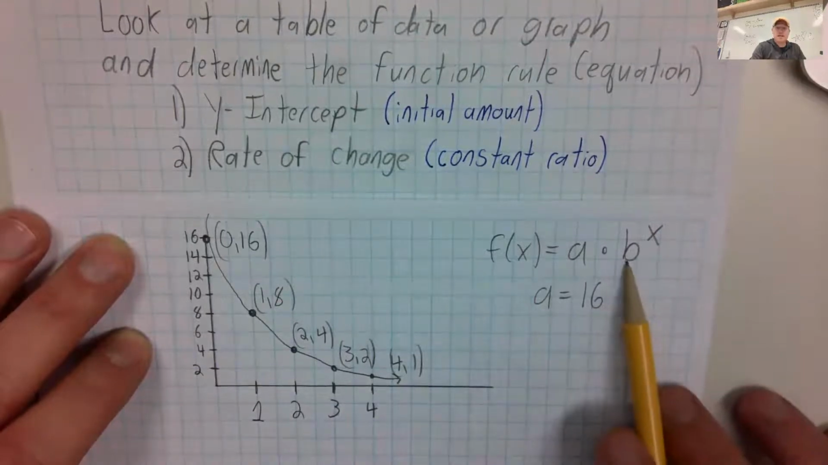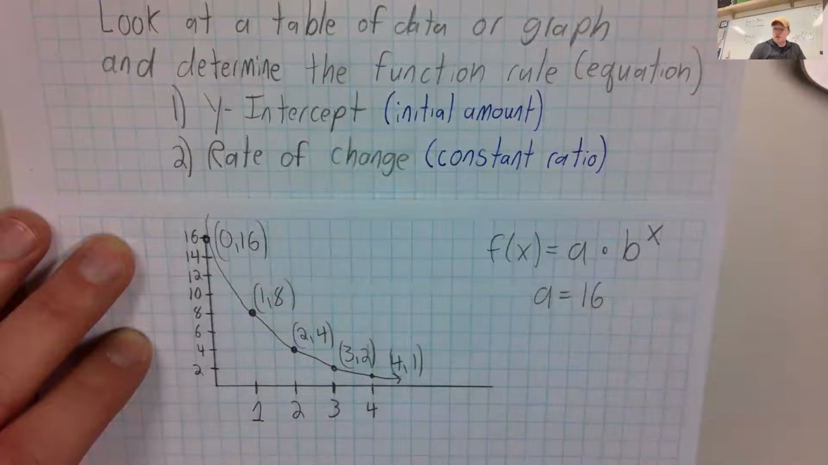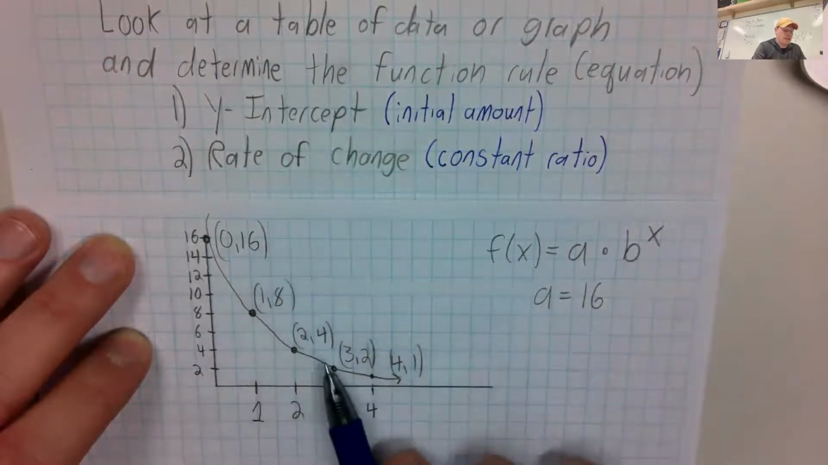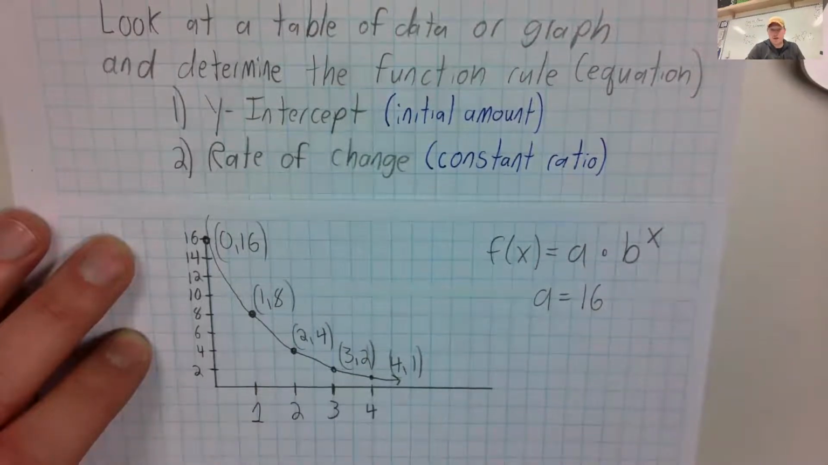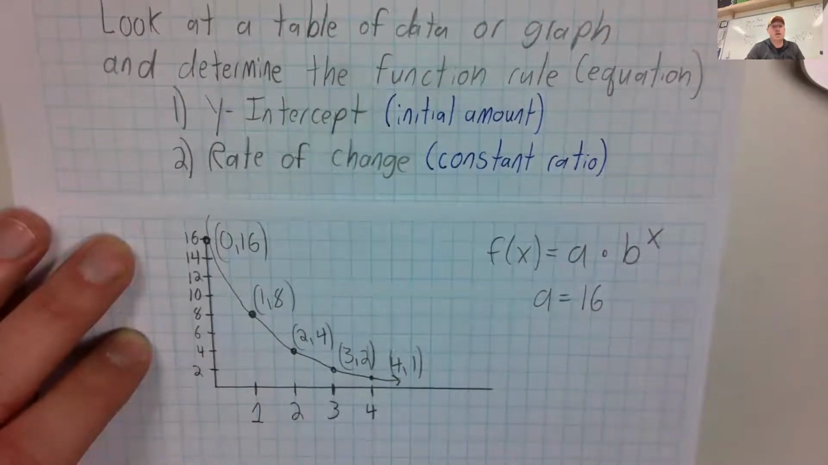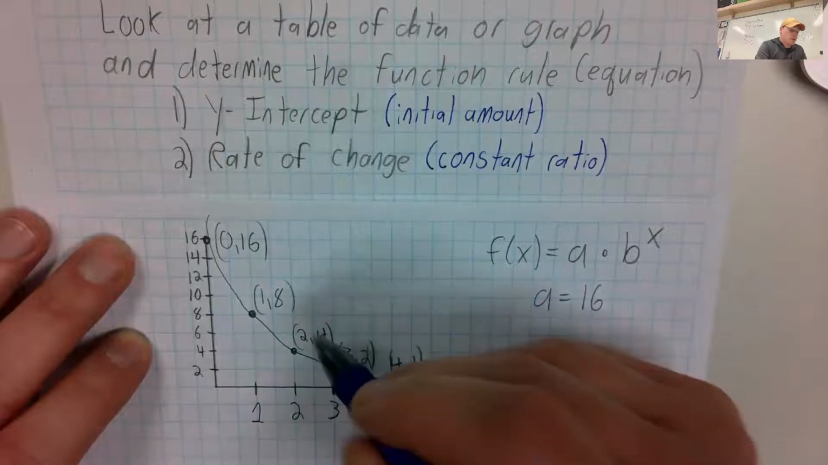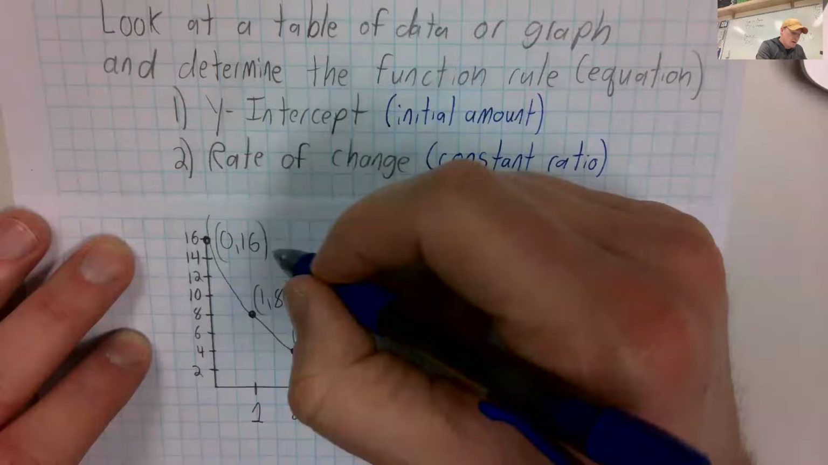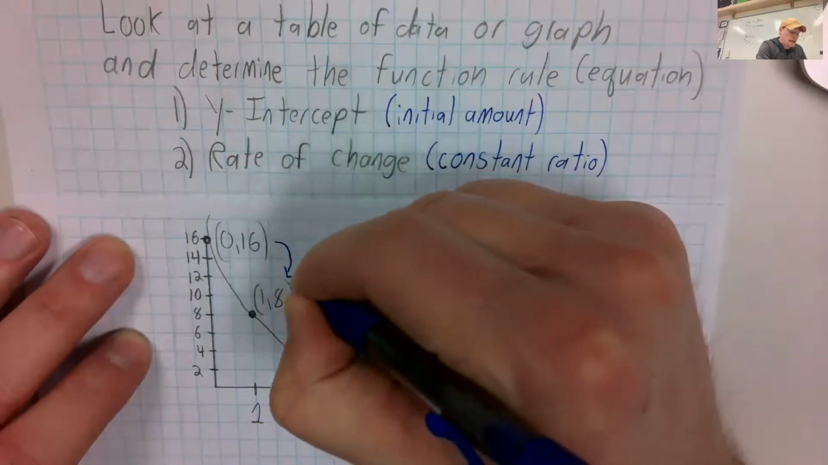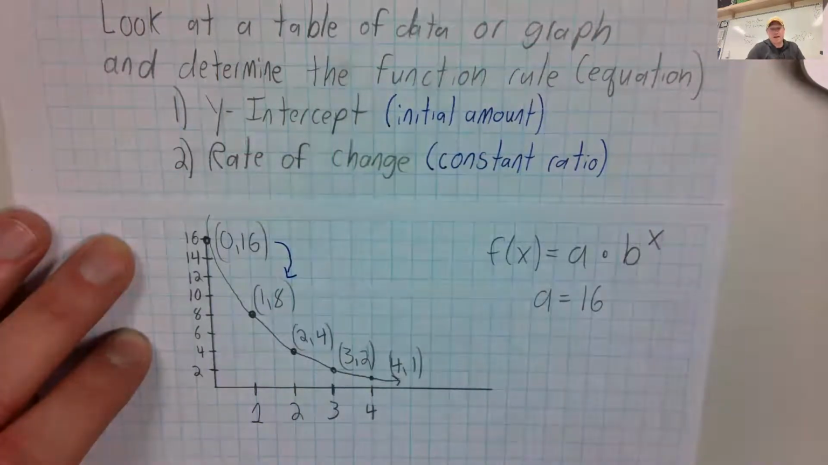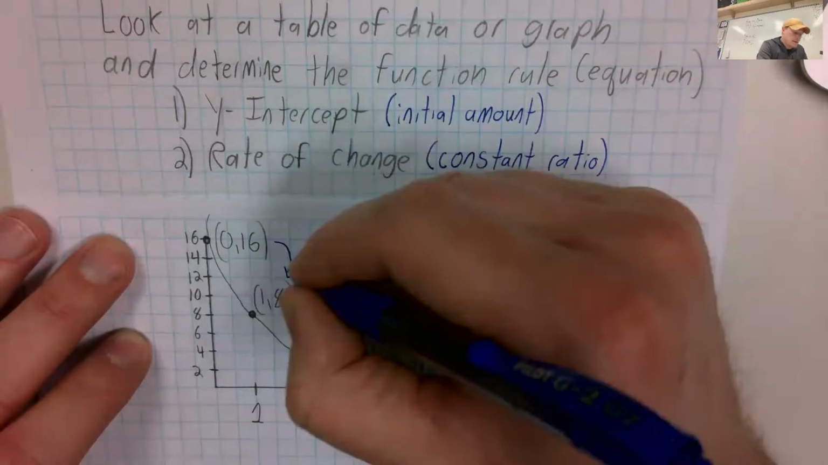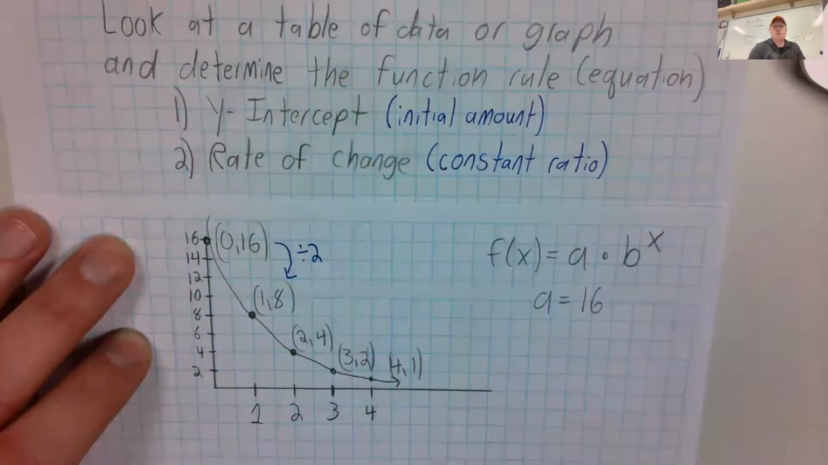To find the next part, b, I'm looking for my rate of change. So I'm looking at my y values, and I'm trying to figure out what relationship they have with each other. And I'm using multiplication to show that relationship. So how did I jump from 16 to 8? What number can I multiply by to get from 16 to 8? Now, you may be thinking this is division. Yes, I can divide by 2. 8 is half of 16. But I want it to be in the form of multiplication.